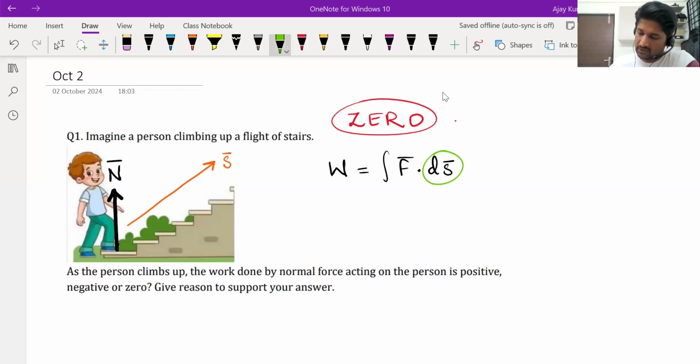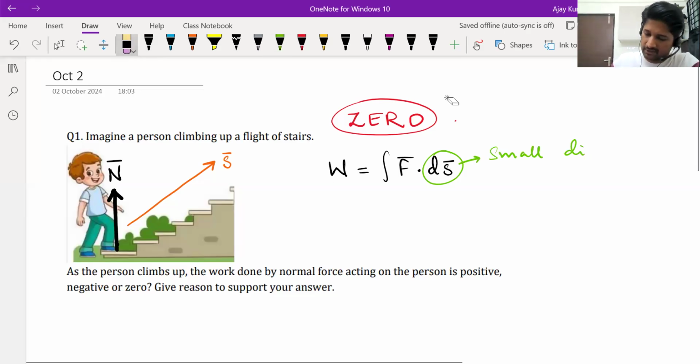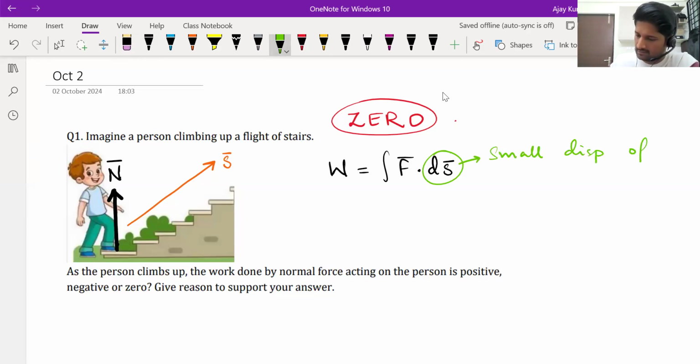Small displacement. Whose small displacement? Of the object on which the force is acting. No. That's why I said I want the exact answer. Can any of you tell me what exactly is ds? We had discussed. ds should be the displacement of which point? Of the point of application of force. Correct. Displacement of the point on which the force F is acting.